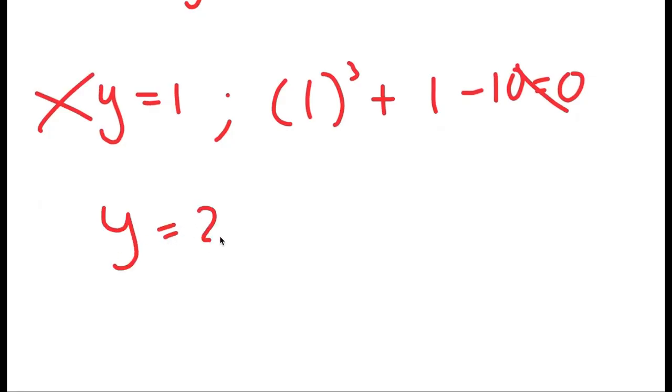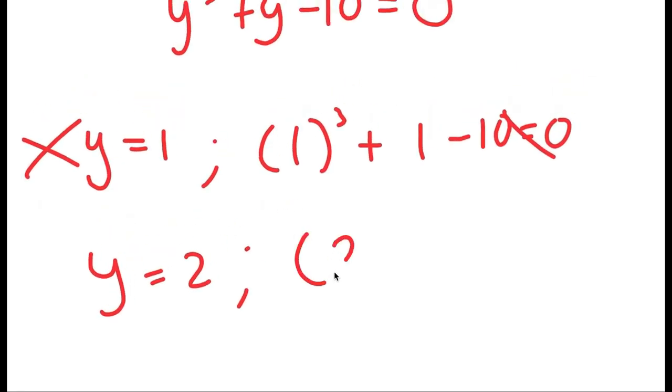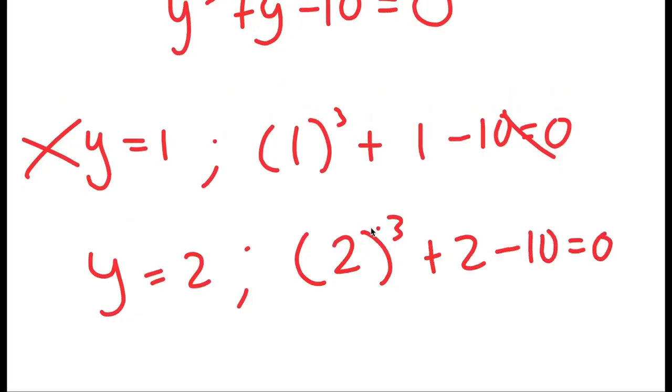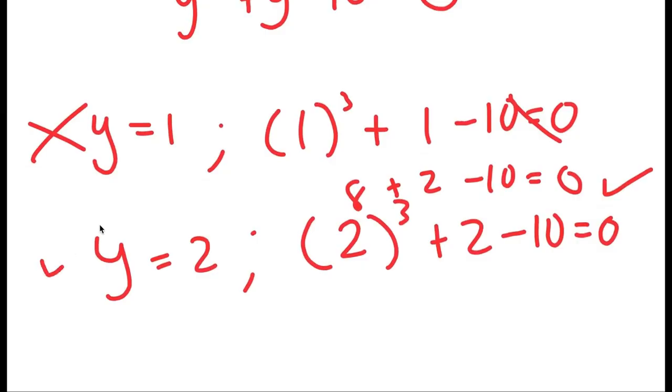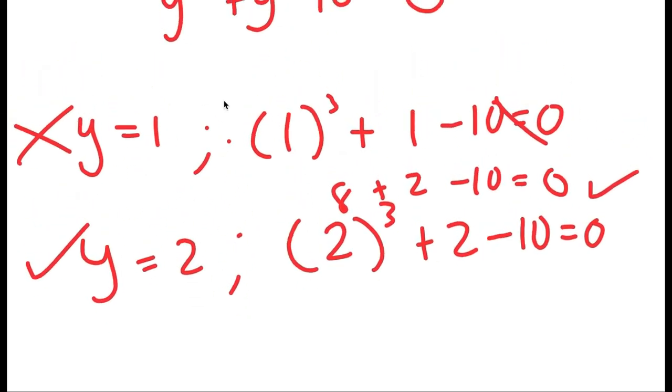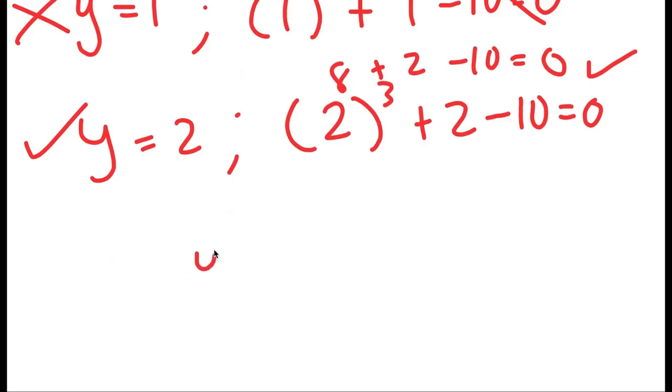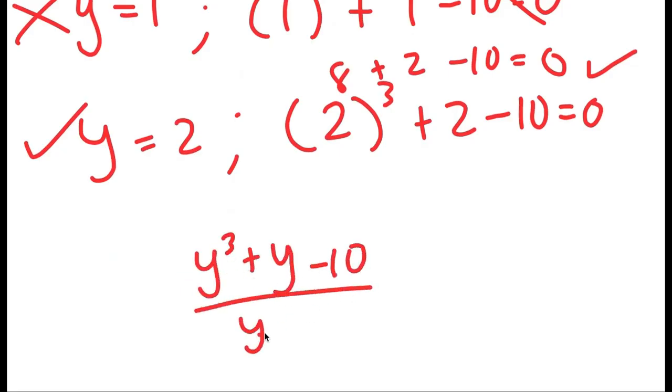Now I'm going to try y equals 2. So when y equals 2, I get 2 to the power of 3 plus 2 minus 10 is equal to 0. Now 2 to the power of 3 is 8, so I have 8 plus 2 minus 10. 8 plus 2 is 10, 10 minus 10 is 0. So this works, meaning y equals 2 is the solution. So what I'm going to do is divide y to the power of 3 plus y minus 10 by y minus 2, because y equals 2 is the solution.